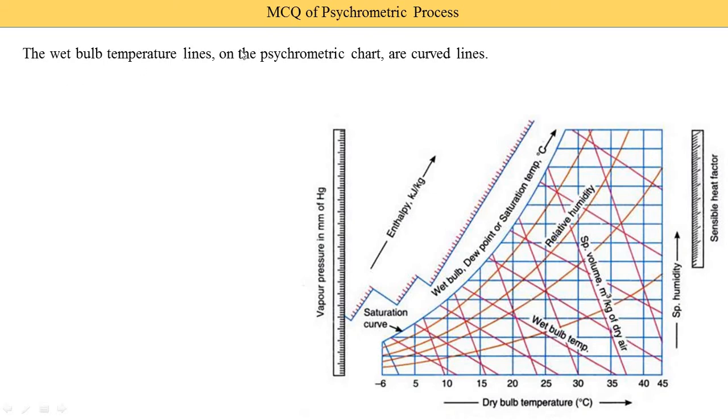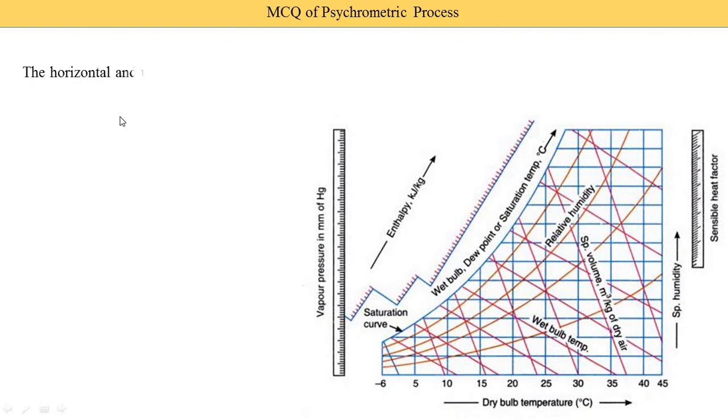The wet bulb temperature lines on the psychrometric chart are curved lines. True or false? Here you see this is the psychrometric chart. On the psychrometric chart, this curved line indicates the relative humidity line. So this statement is false. It is not the correct statement, because this curved line is the line for relative humidity. The wet bulb temperature lines are these inclined lines. So the given sentence is wrong.